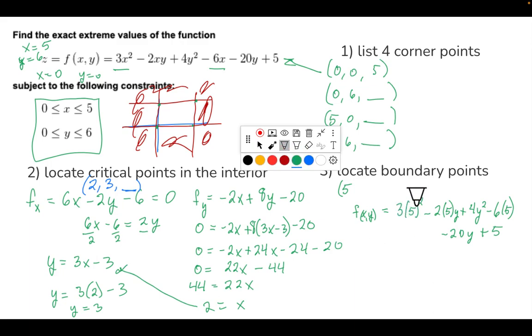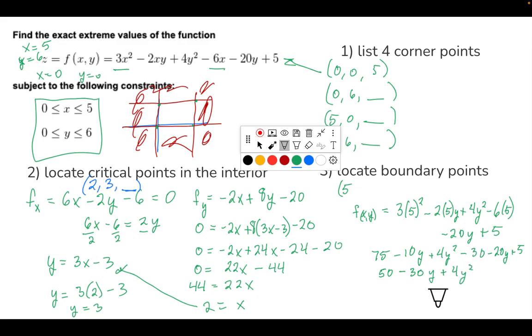5 squared is 25. 25 times 3 is 75. 2 times 5 is 10. Plus 4y squared. 6 times 5 is negative 30. Minus 20y plus 5. We can bring all the constants together. 75 plus 5 is 80. Minus 30 is 50. So we get 50, negative 10y, negative 20y, there's a negative 30y, plus 4y squared.